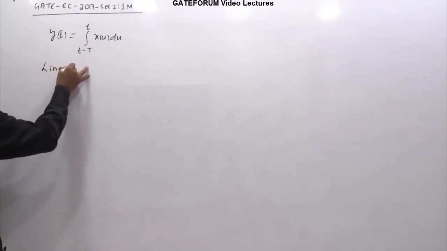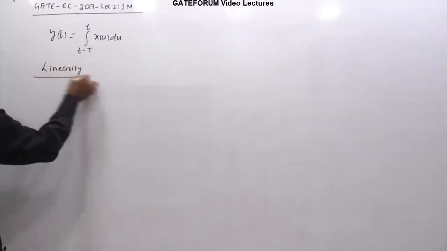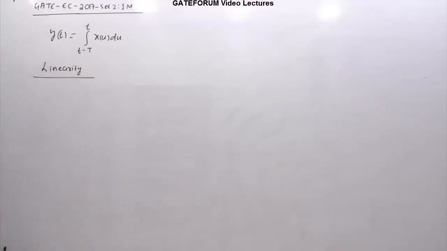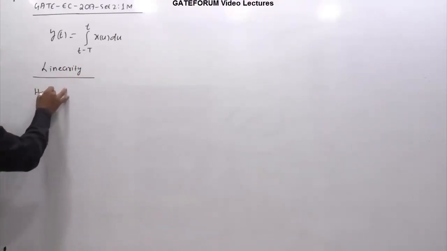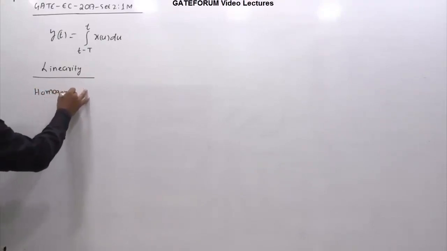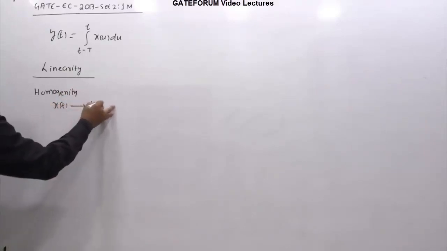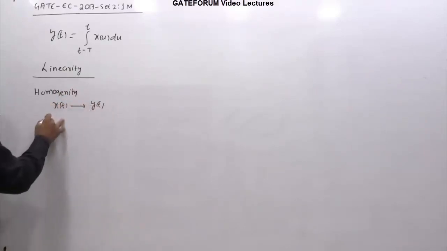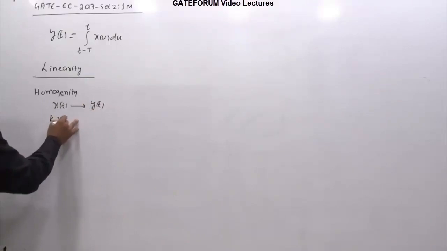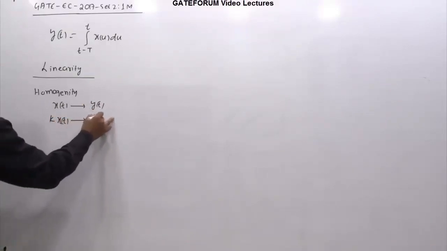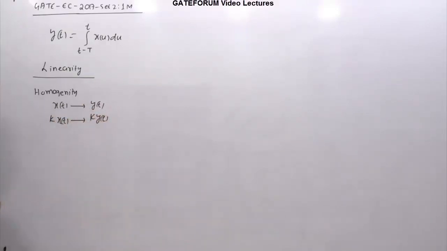So coming to linearity, there are two properties that should be satisfied by a system so that it is said to be linear. The first one is homogeneity. What is homogeneity? Homogeneity says if the input x(t) is producing the output y(t), then if the input is scaled by a factor k, where k is a constant, the output should also scale by the factor k. If this is happening, the system is said to satisfy homogeneity.